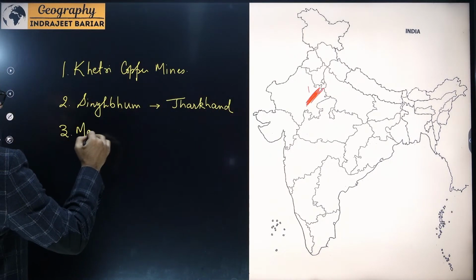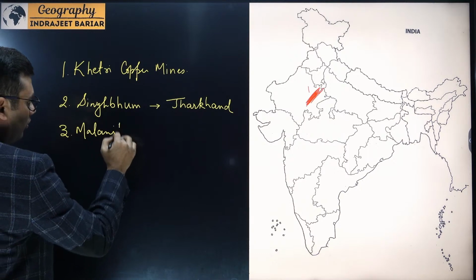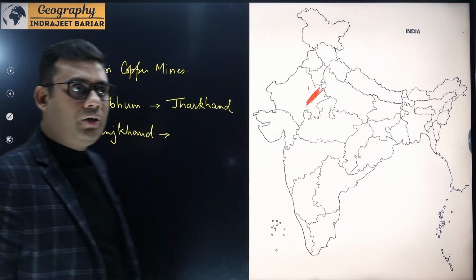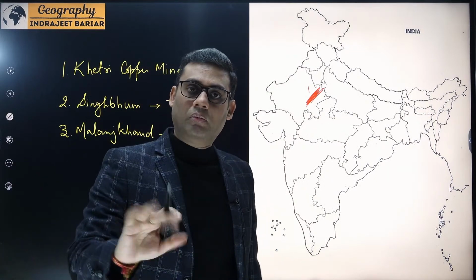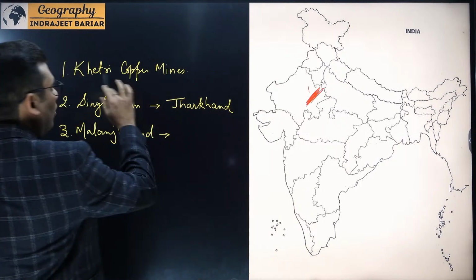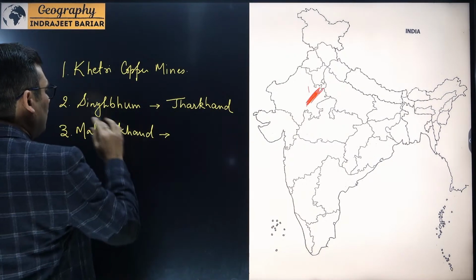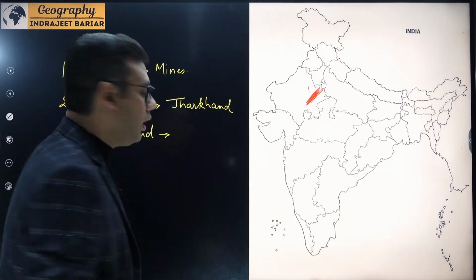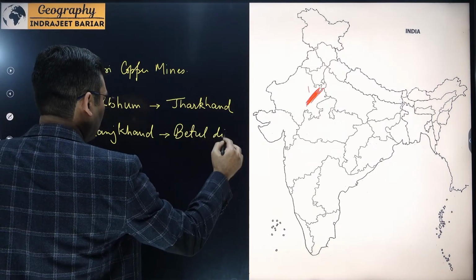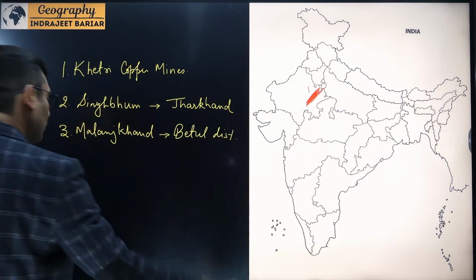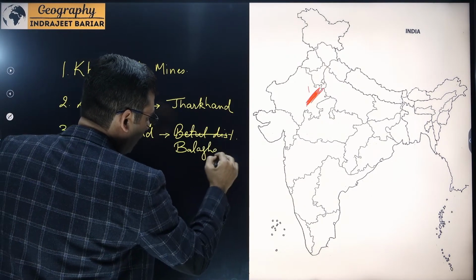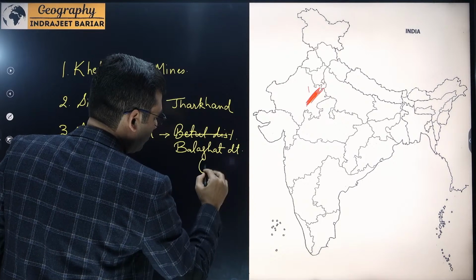And third one is Malanjkhand. Malanjkhand region, southeastern Madhya Pradesh. Again there would be a district. So here Alwar and Jhunjhunu districts. Here Singhbhum district of Jharkhand. And here we identify it with Betul district. Not Betul, sorry, Balaghat district. So Balaghat district, Madhya Pradesh.